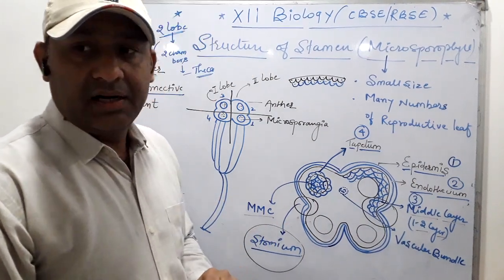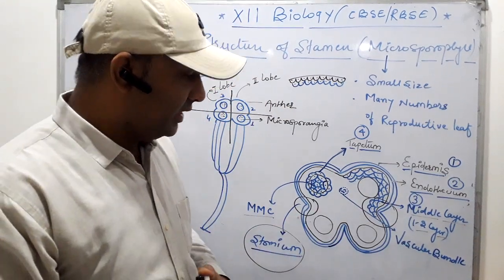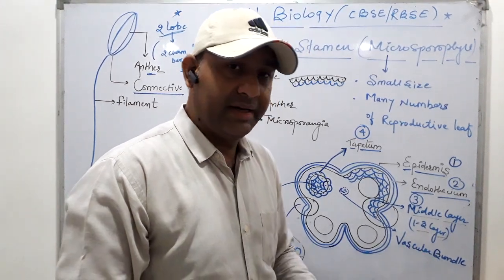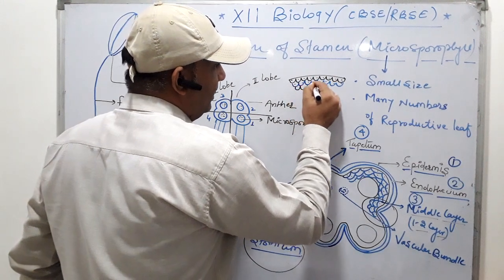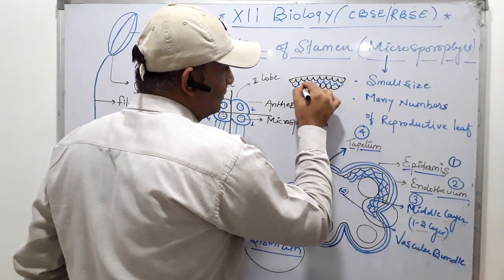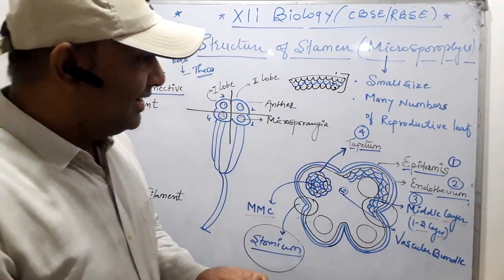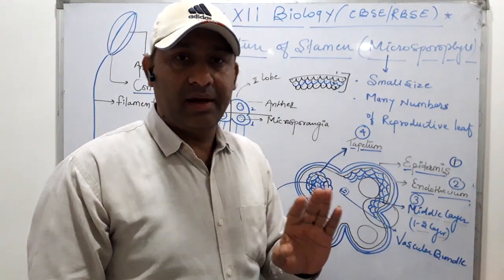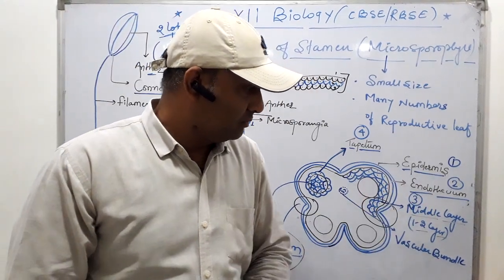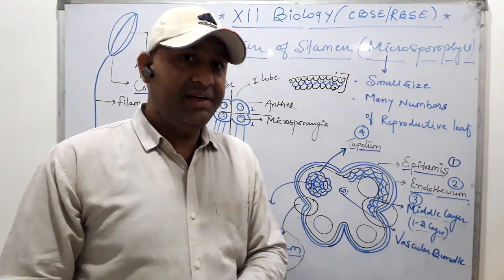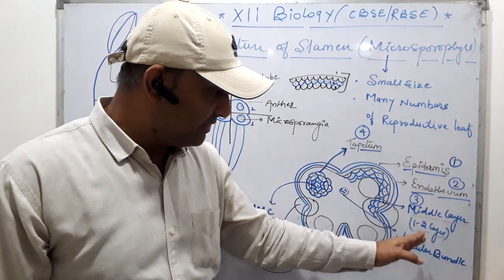Now after the second layer, the third layer is the middle layer. Clear? The middle layer consists of 1 to 3 layers. It is not a single layer. It consists of three layers, first, second, and then third. That means it consists of three cell layers: first cell layer, second cell layer, and then third cell layer. Clear? After the maturation of the anther, the middle layer disintegrates and dissolves. So the outer epidermis, endothecium, and then the middle layer.